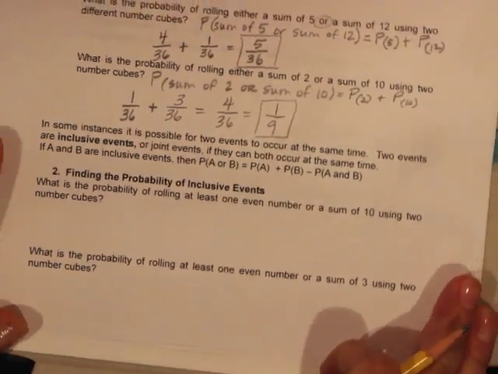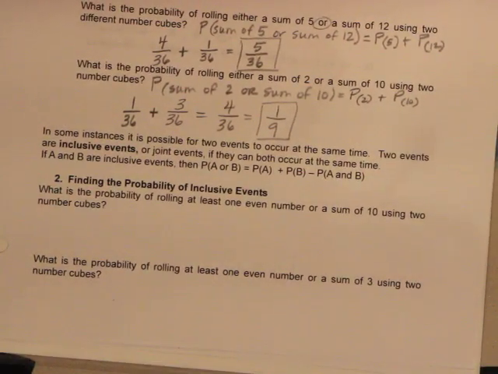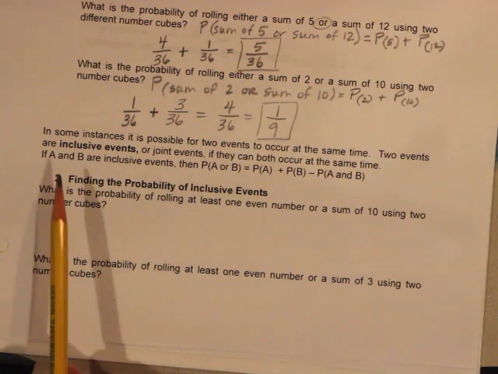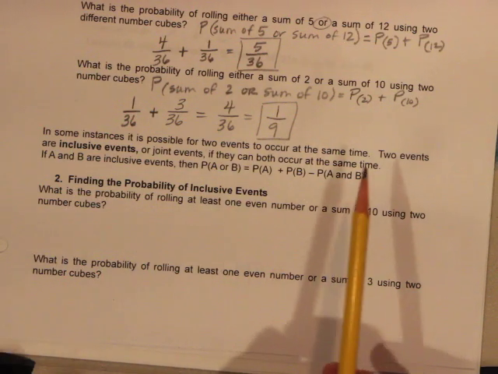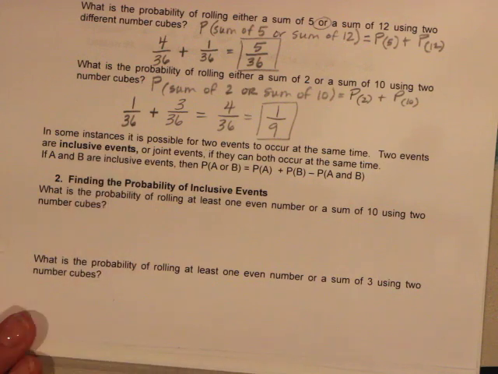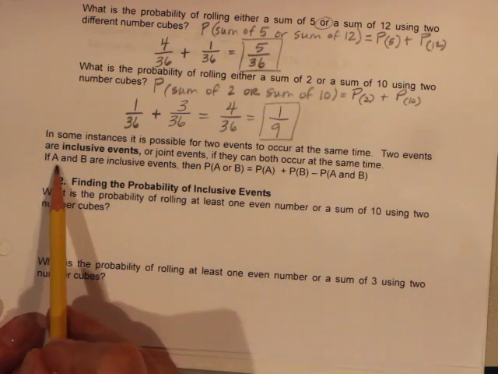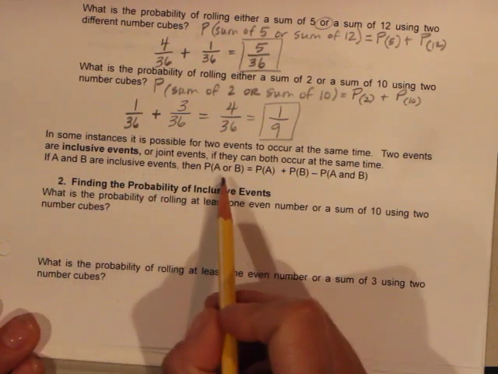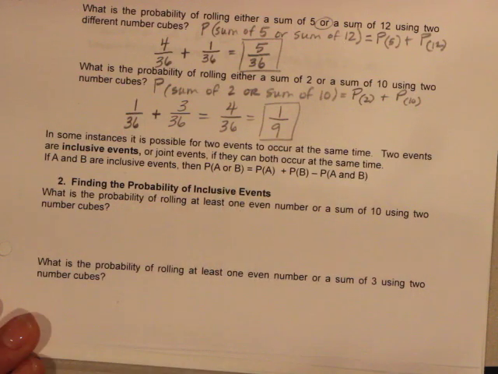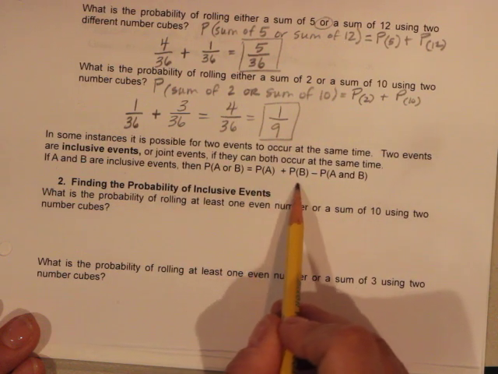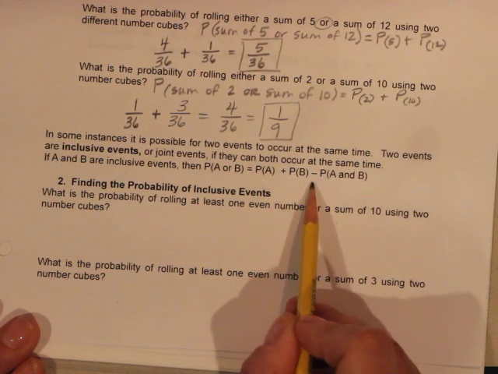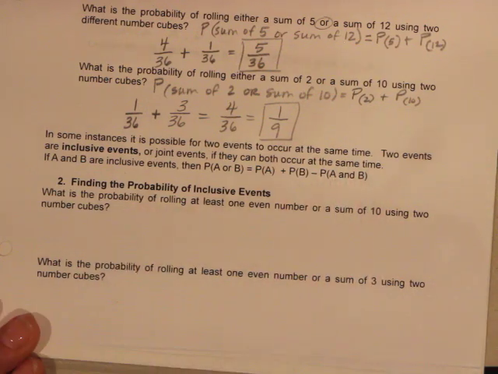In order to find the probability of what we call inclusive events, we need to add one more step. In some instances, it is possible for 2 events to occur at the same time. 2 events are inclusive events or joint events if they can both occur at the same time. If A and B are inclusive events, then the probability of A or B happening is going to equal, here's how we're going to look at it in terms of our formula, the probability of A plus the probability of B, so far same, minus the probability of both A and B happening. Okay, so we need to add that one step.